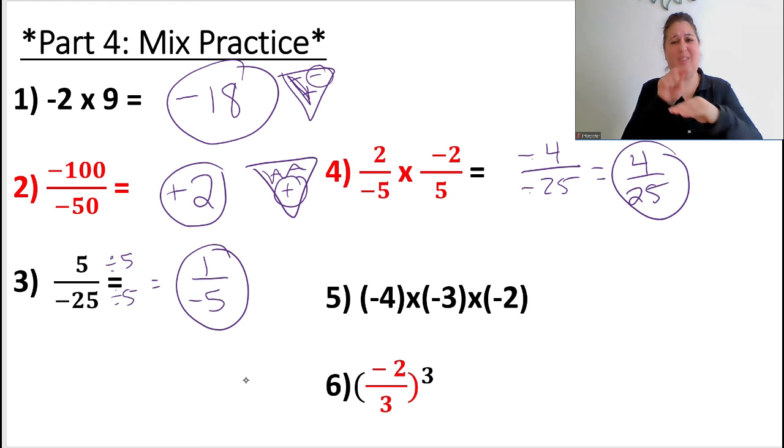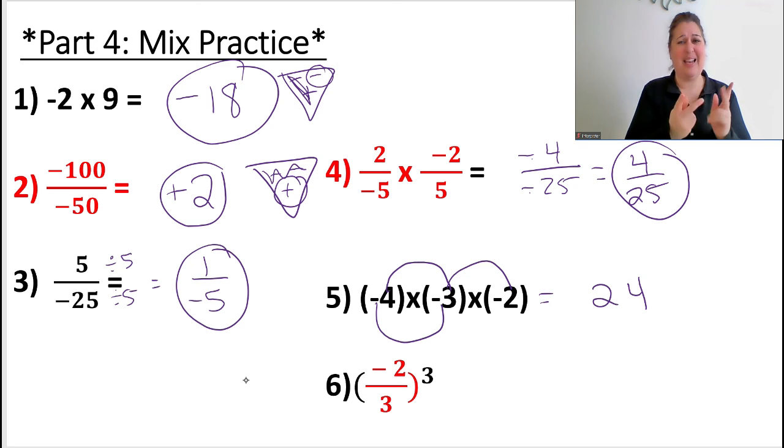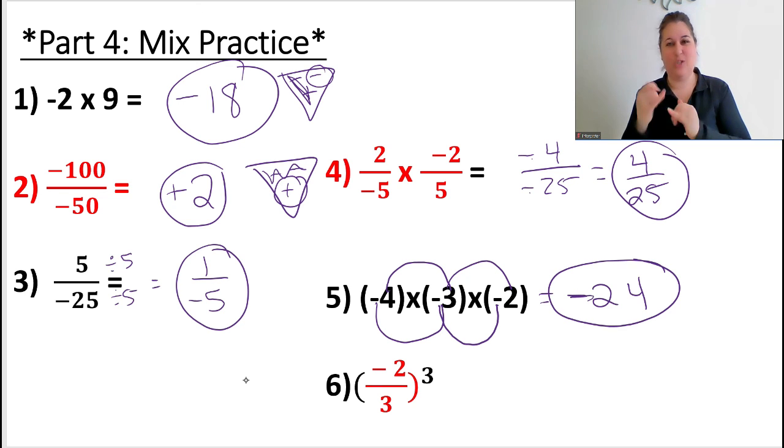Okay, and this one, whoa, there's lots going on. So 4 times 3 is 12. 12 times 2 is 24. Okay, now let's look at the sign. A negative times a negative is a positive. A positive times a negative is a negative. So negative 24.